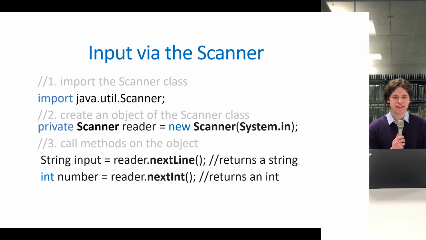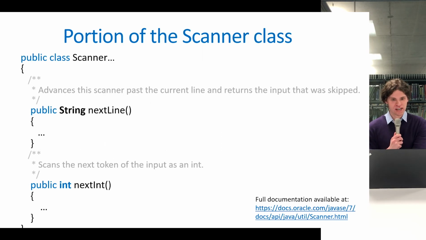Now we see two here. nextLine will return a string. And nextInt will return an integer. And then if we were to look here, we see a portion of the Scanner class, but if you were to go to the official documentation on Oracle, we've got a link down in the bottom right. If you were to go to that, you would see a long list of next methods like nextChar, nextBoolean, nextDouble, which all return the data that you type in on the keyboard as that data type.